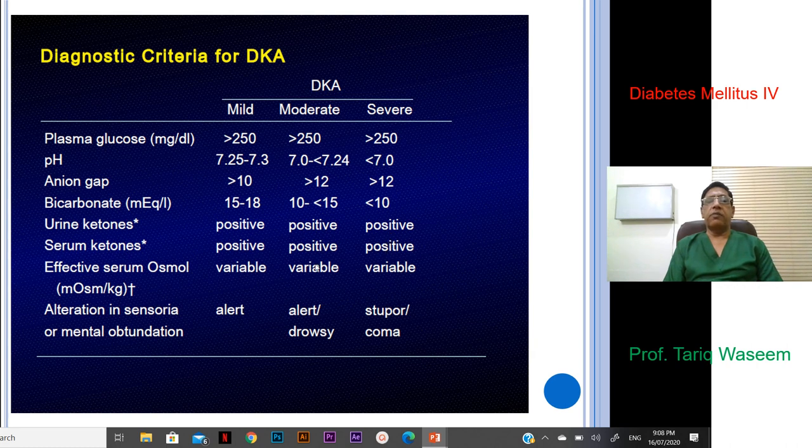The osmolality may vary depending upon the blood sugar level and sodium level and other things. But more importantly, in mild ketosis, patients usually are alert, but in moderate ketosis, they would be slightly drowsy, and in severe ketosis, they may even start to get stupors and may even be comatose.